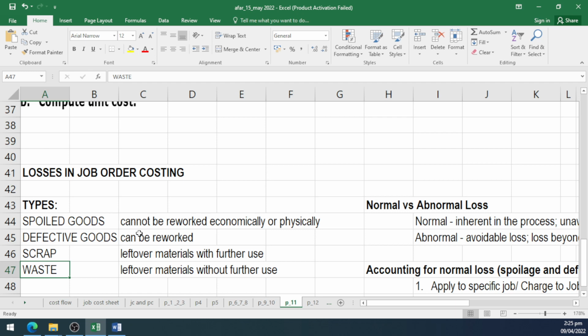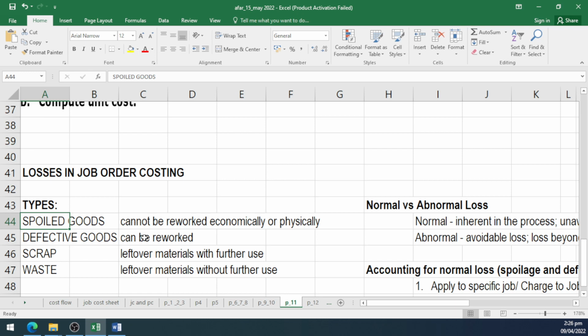Swerte mo kung yung spoilage mo ay may salvage value pa. It will be sold as seconds. It cannot be reworked physically. Diba, sirang-sira na talaga. Hindi mo na maayos. Beyond repair. Or it may be workable physically, but financially, it's not reworkable. I mean, economically, it cannot be reworked because the cost of reworking will far exceed the benefit. So why still rework it? You just spoil it. Yan ang spoilage, ha? Cannot be reworked. Tandaan ninyo. So matatanggal na yun sa good units.